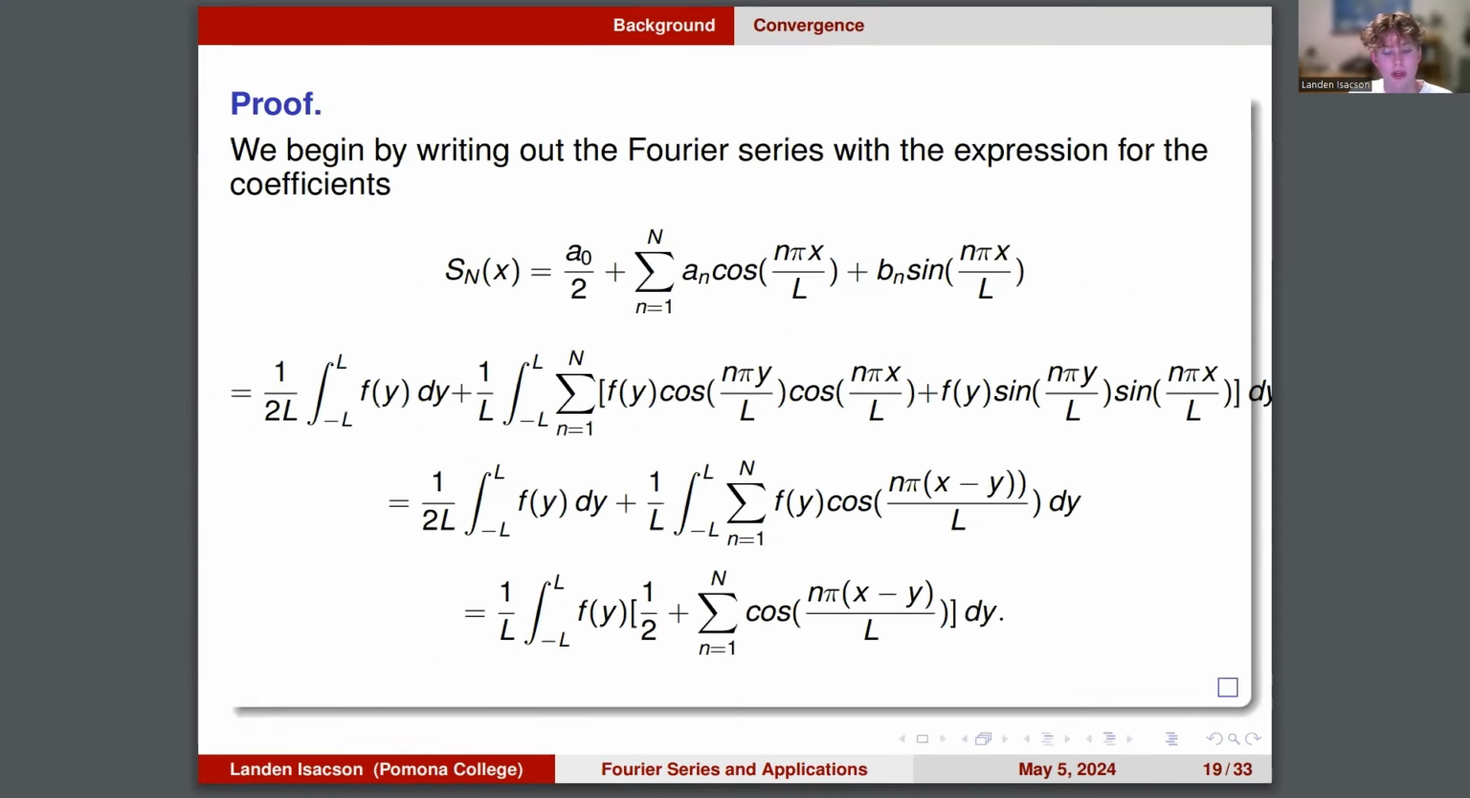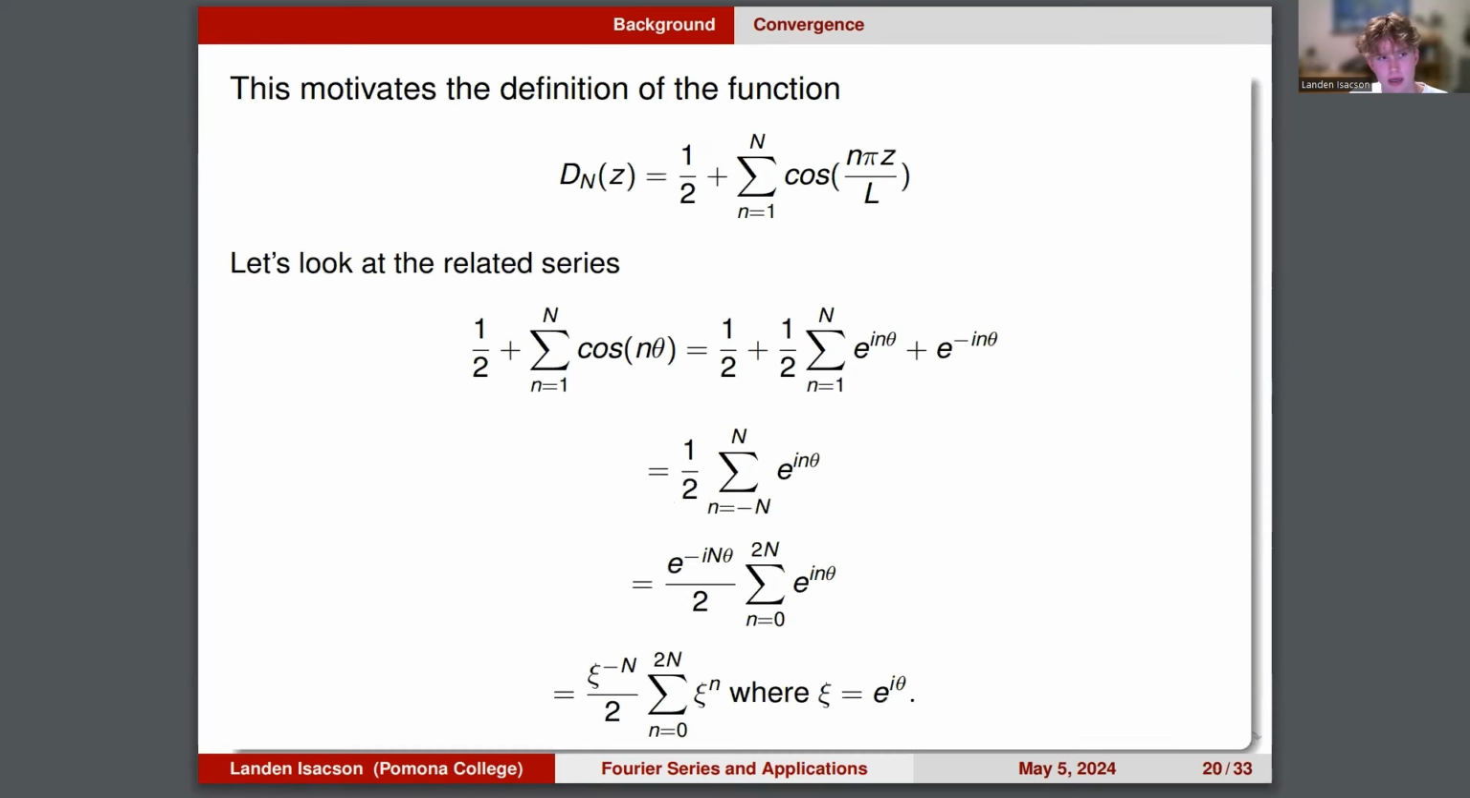All right, so we begin by expressing the partial sum of the Fourier series S sub n of x in terms of its coefficients, the a sub 0, a sub n, and b sub n, similar to what we did previously. And this motivates the definition of the function d sub n of z, which we can call the Dirichlet, not sure how to pronounce that, kernel. This Dirichlet kernel plays an important role in proving convergence because it helps sort of bound the partial sums and establish these properties of convergence.